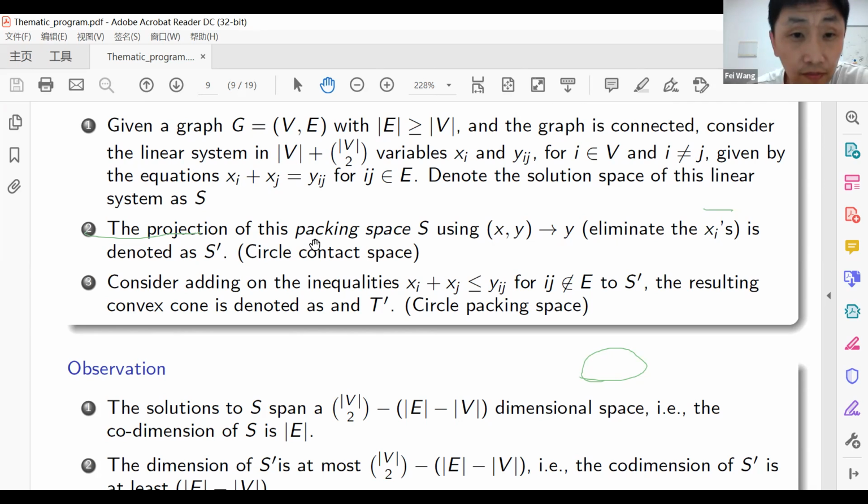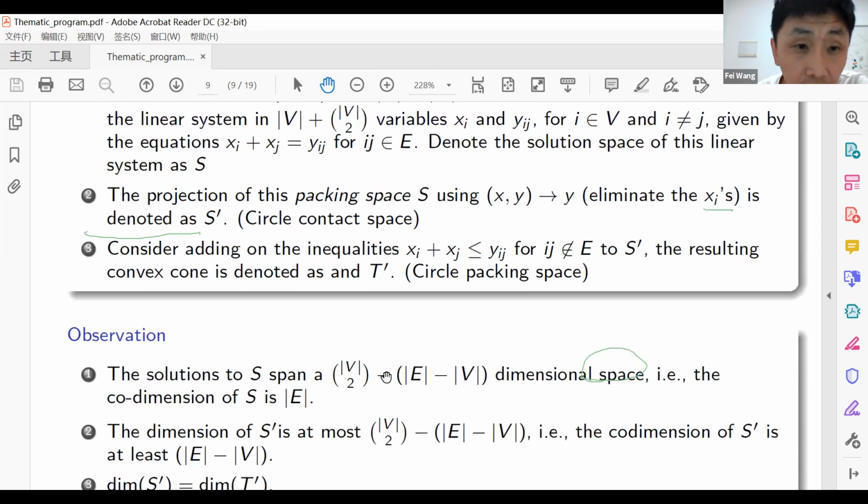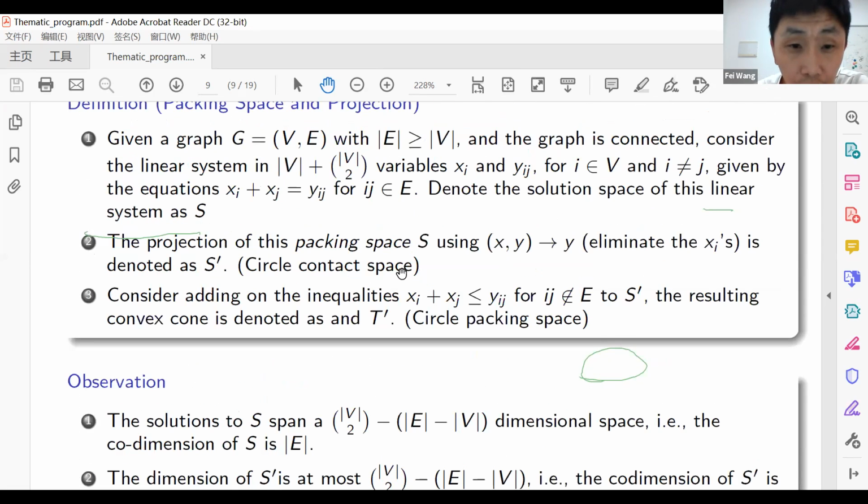The constraints are of the form xi plus xj equals yij, and this matrix corresponding to the yij is the identity matrix. So the linear constraints are linearly independent. Therefore the dimension is this, and the codimension is E. And then we consider the projection of this packing space S, using this xy, projecting to y by eliminating the xi's.